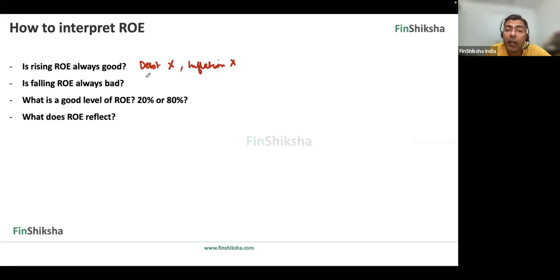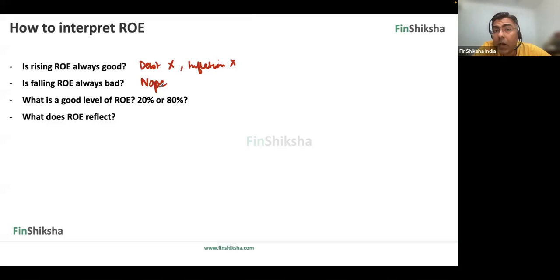Is falling always bad? Nope. That is also not true. It's possible that a company is repaying a lot of debt. And if you repay debt, the exact opposite is going to happen. That is one possibility, right? The second element could be the company has made losses, like we saw the example of Tata Motors. That was a negative ROE number, but those losses were not cash losses. They just wrote off some earlier expense, some earlier assets that they had created, and that reduces that ROE number in that context.